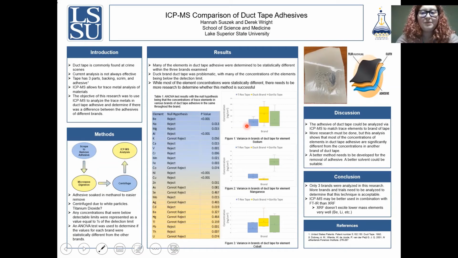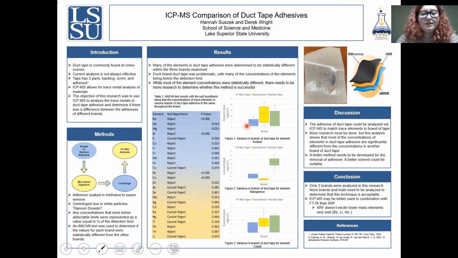So this research determined that ICP-MS could be used to match a sample to a brand of tape using trace elements, but more research definitely needs to be done in order to use this in a professional laboratory setting, especially when trying to use it for a serious crime. A better solvent method also needs to be determined to loosen the adhesive from the backing, or a new method and analysis needs to be done to determine if you can do it with the whole tape sample.